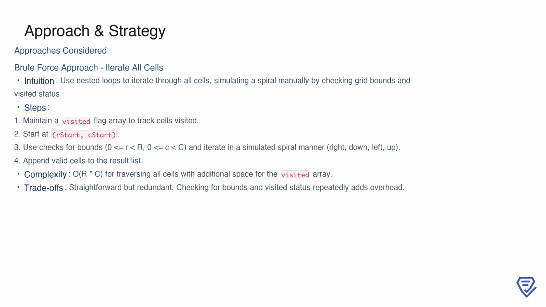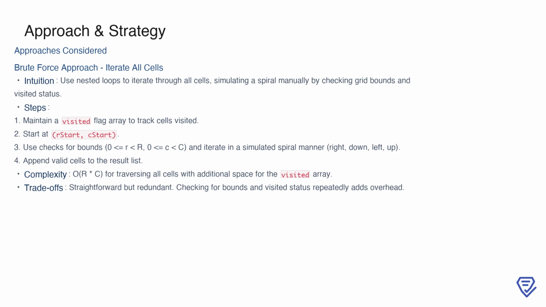For every valid cell, meaning it falls within the grid dimensions and hasn't already been visited, we append it to our result. While this approach is intuitive and easy to implement, it's not the most efficient. The repeated checks for grid bounds and the visited status can introduce unnecessary computational overhead, and the algorithm also requires additional space to store the visited array.